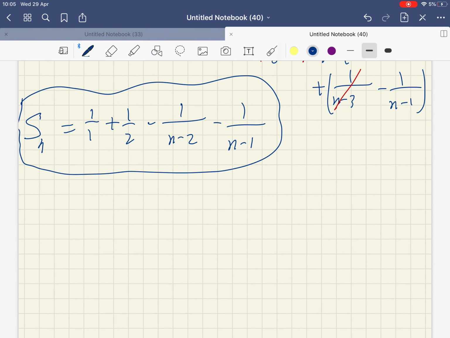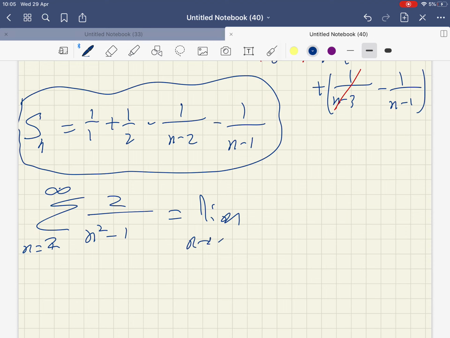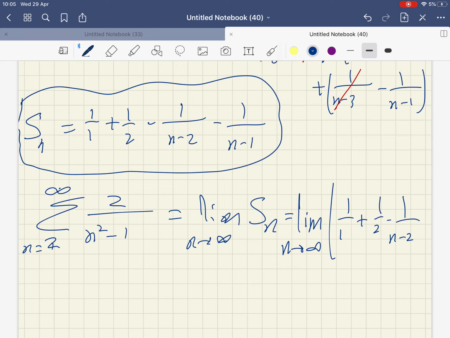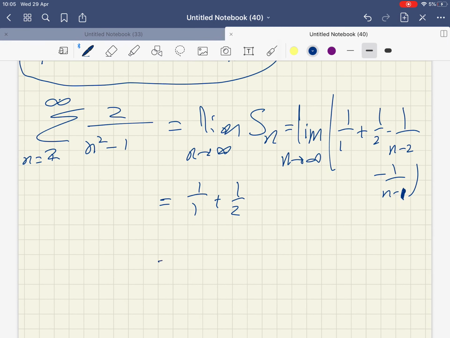And finally, the series is just the limit as n goes to infinity of Sn. If you take this limit, it is 1 over 1 plus 1 over 2. And that's it, just 1 plus 1 over 2, which is 3 over 2.